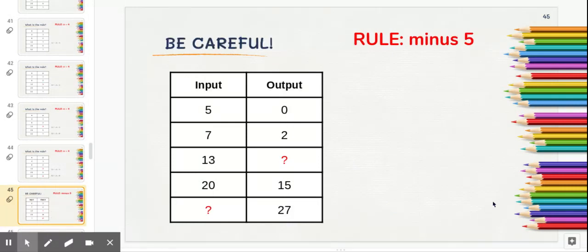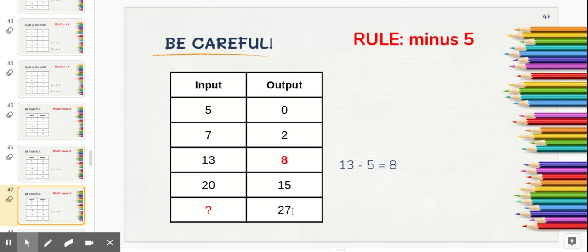Now, you should be careful because sometimes you know what the rule is. And in this case, the rule for this table is minus 5. I know my input is 5, my output is 0. So 5 minus 5 is 0. 7 minus 5 is 2. So that rule does work for this table. I need to figure out what the question marks are going to be. So I'm going to take 13 and my rule minus 5, and 13 minus 5 is 8. So I'm going to replace that question mark with an 8.